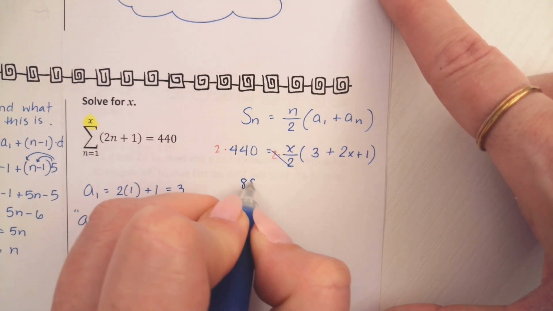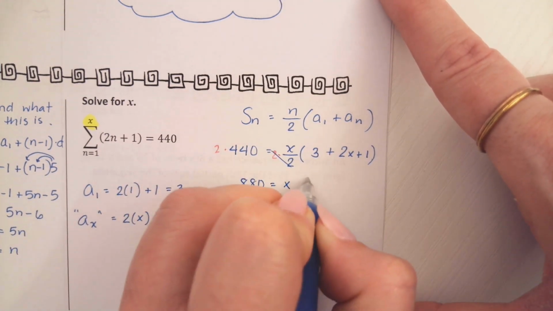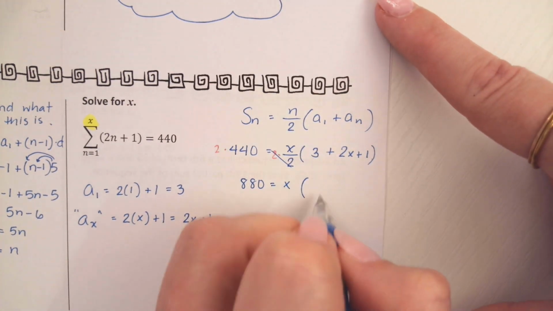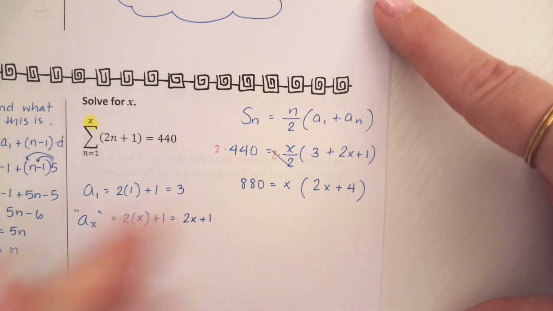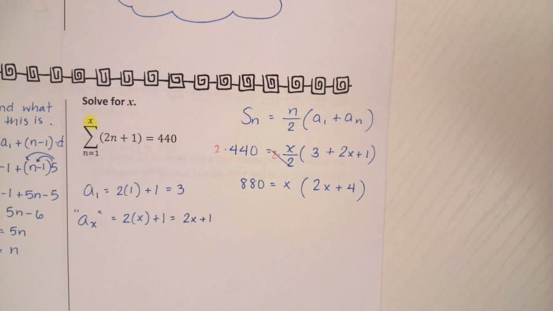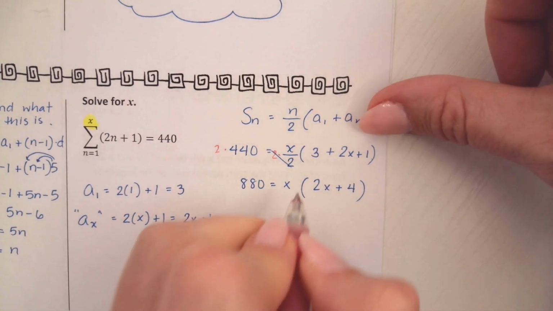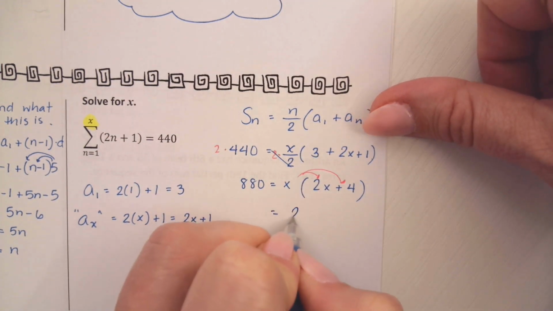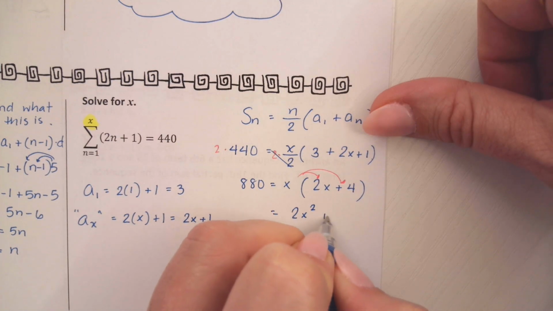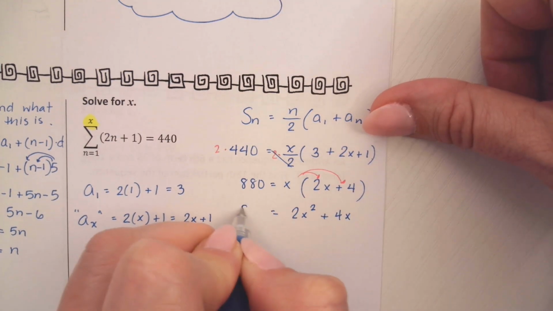So it would be 80 equals x times, if I simplify in that parenthesis, I would get 2x plus 4. Then what? Distribute the x. Good idea. That at least gets rid of the parenthesis. 2x squared plus 4x equals 880.